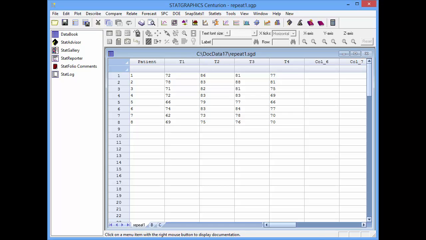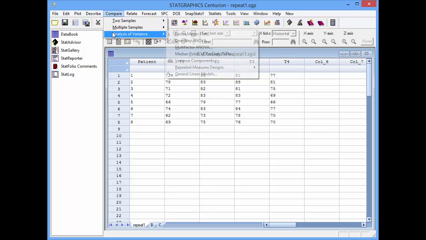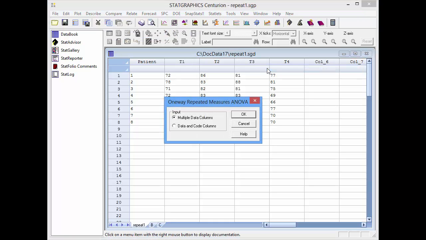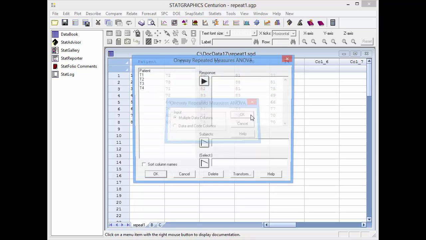To analyze the data, I'll select Compare from the main menu. I'll then choose Analysis of Variance, Repeated Measures Designs, One-Way Repeated Measures ANOVA. There are 2 ways the data could have been structured. In this case, I've put each of the time periods in a separate column. There's also a data and code column structure in which all of the measurements would be placed in a single column. But for this example, it's easier to use multiple data columns.